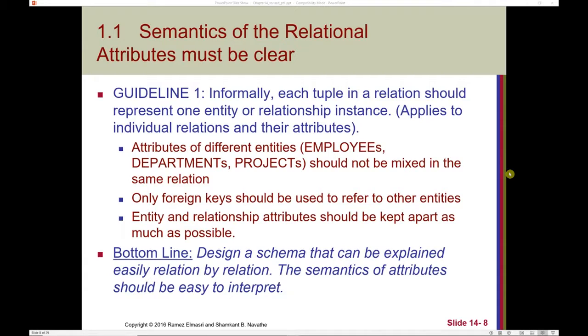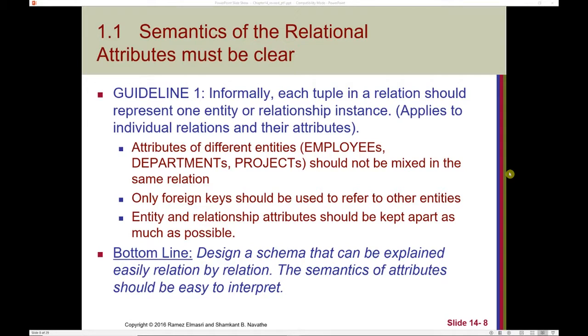First, the semantics of the relational attributes must be clear. Informally, each tuple in a relation should represent one entity or relationship instance. This is how we started to define things when we did ERD. For example, we had employees, departments, and projects, and we wouldn't mix their attributes in the same relation or table. In this way, only foreign keys should be used to refer to other entities.